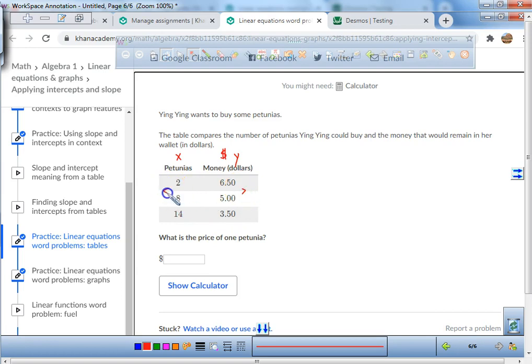So here's what we've got to do. We've got to find the slope, or the change in the Y over the change in the X. So you'll see what happens with the money. The money goes down $1.50. And then the petunias go up by 6. So here's the slope. The slope's negative, but the cost is just going to be a positive cost. So we're going to put negative 1.5 over 6. Find the slope. All right, let's do it.